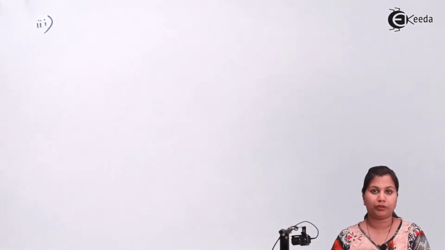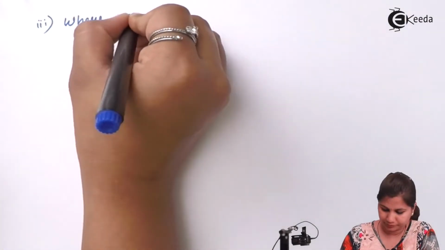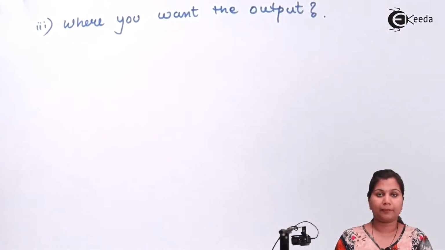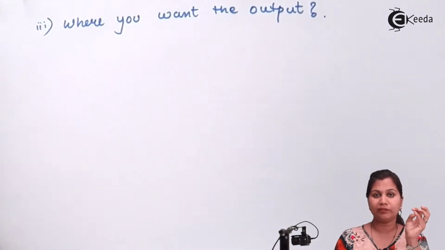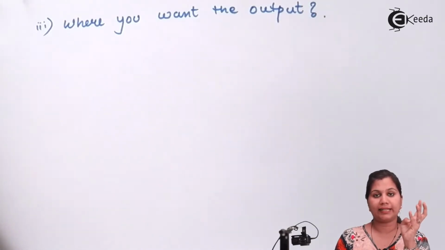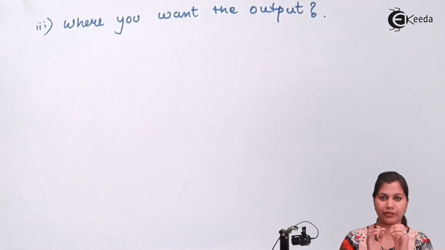Then the third thing we will do is, where we want the output. After we have done the operation and we have got the result, now where this result should be stored, or whether this result will be displayed. Okay, so where do you want the output. So in this first step where we are defining our problem, first we will decide from where we are getting the input. Second, we will decide what operation we have to perform on that data, and third, where we want our output, where the result should be stored. Okay, that is covered in the first step.